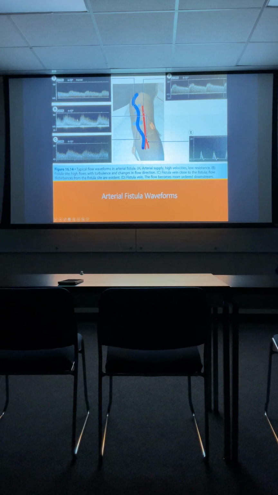So this one, letter B. So this is the anastomosis site for the fistula. And you can see that it's high flow, it's turbulent flow, you see all this turbulent flow pattern. Sometimes it can be bidirectional, sometimes it's just unidirectional.